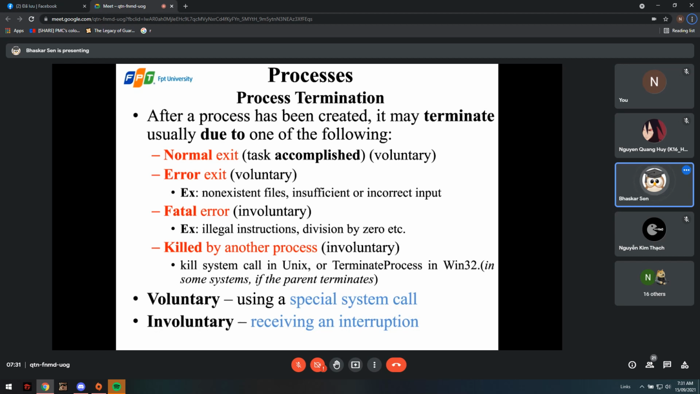Also, a process might like to kill it. In whichever way it terminates, the first two are the most acceptable ways. The last two, the involuntary exits, may cause some other related problems. Okay, they may have certain other consequences. So we need to be careful about these little things. Remember, system call and interruption.